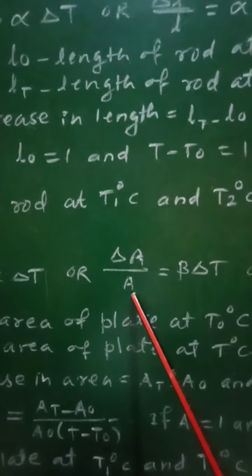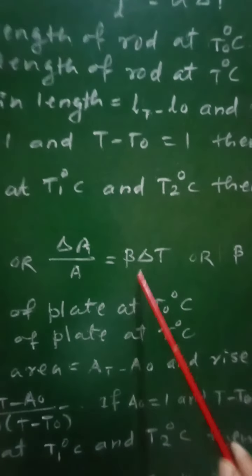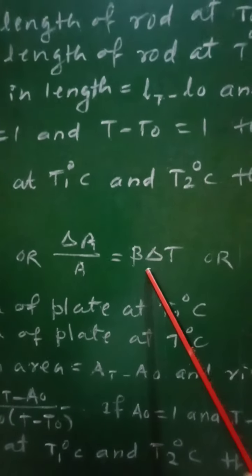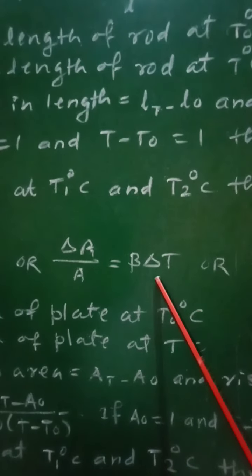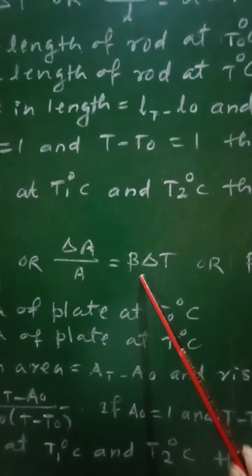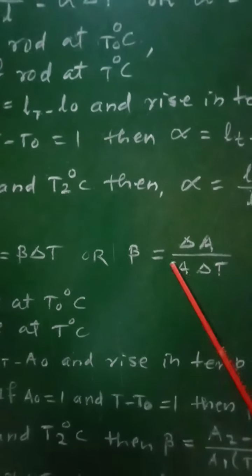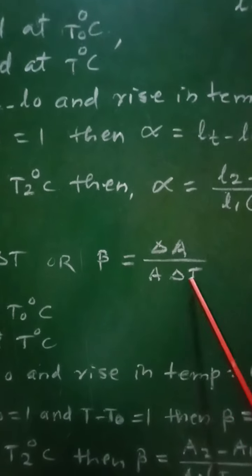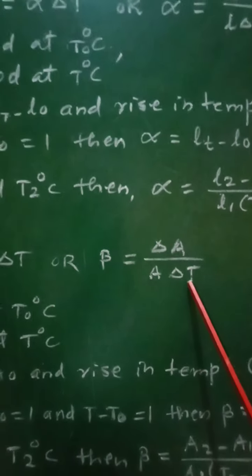Delta A upon A equal to beta into delta T, where beta is the constant of proportionality, which is called as the coefficient of areal expansion of the solid. The coefficient of areal expansion of the solid will be given as delta A upon A into delta T.